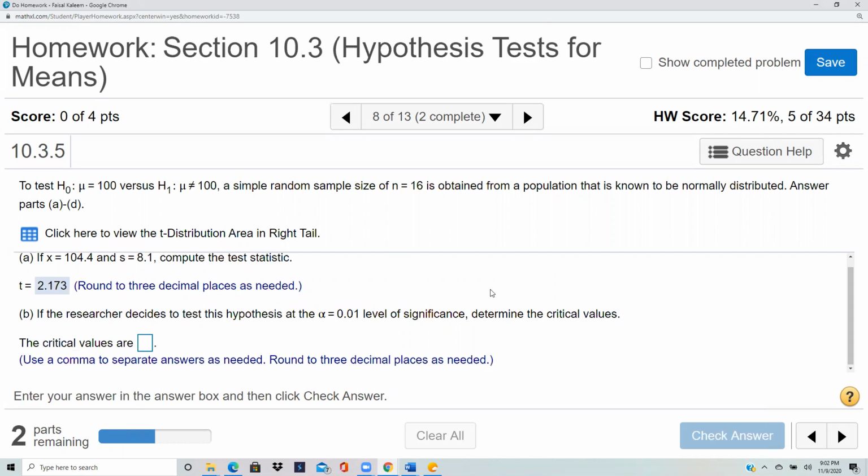If the researcher decides alpha equals 0.01, determine the critical values. Remember, this one is not equal to, so it's two-tailed. In two-tailed, the way we do the critical values is we do the in-between area, 1 minus alpha. So 1 minus 0.01 is 0.99. And we will use the T calculator since we are in the T arena. In between area is 1 minus 0.01 and sample size is 16.